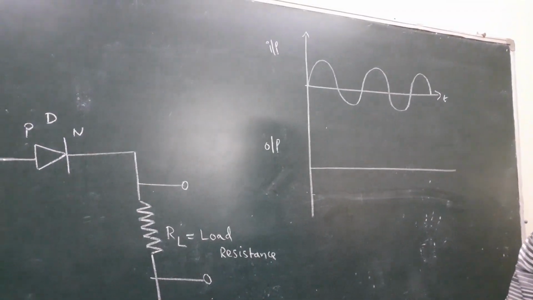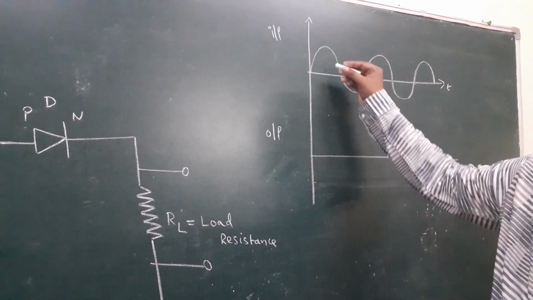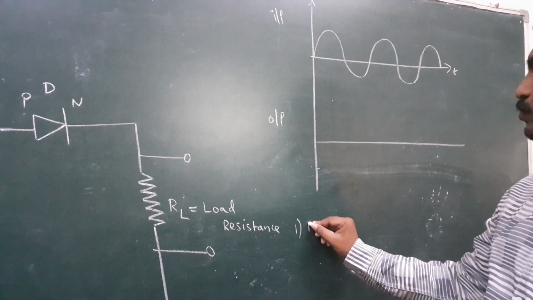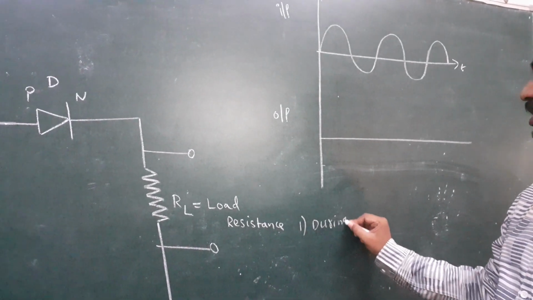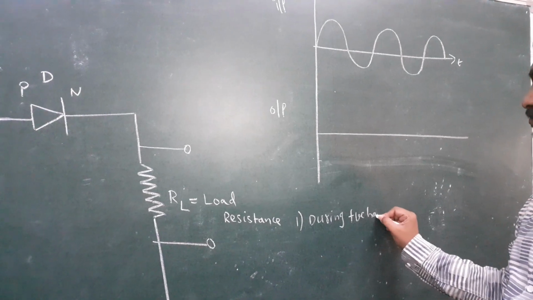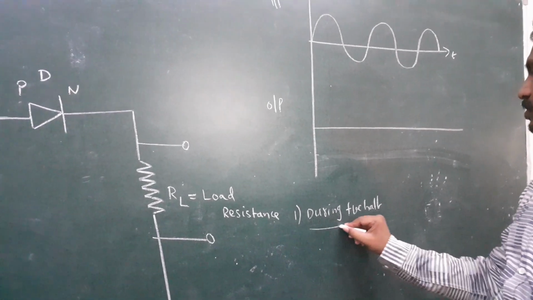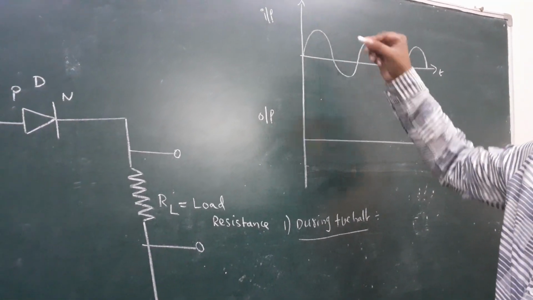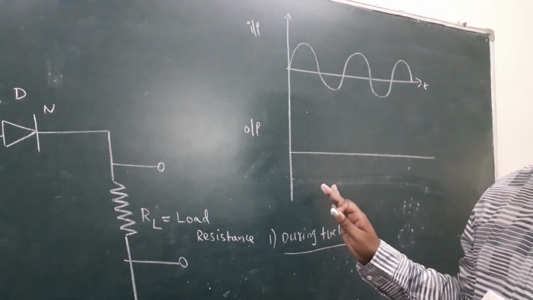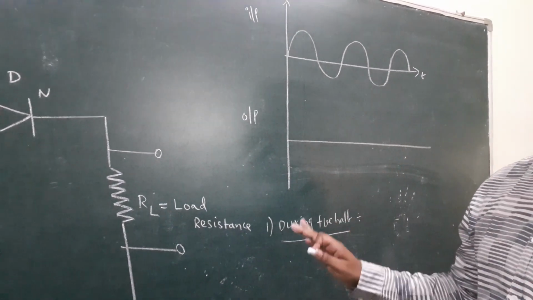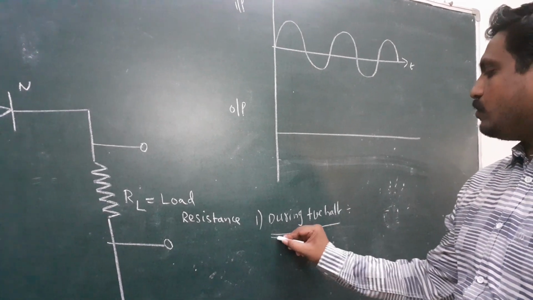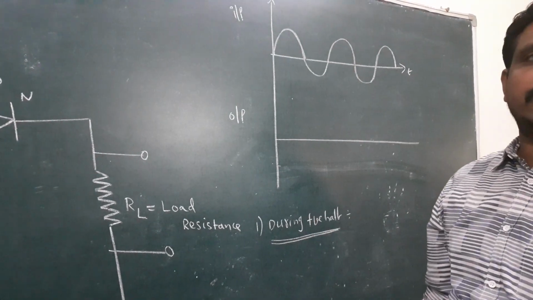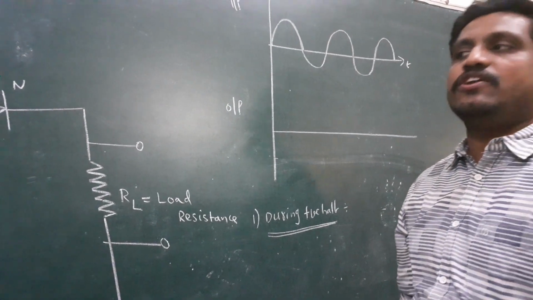Here first I explain the positive half cycle. First point, I take the positive half cycle. That means current flows here. Current flow means, according to electricity, a potential difference must occur. Once again I repeat: during the positive half cycle, I take from here to here. In electricity, current flows because of potential difference.